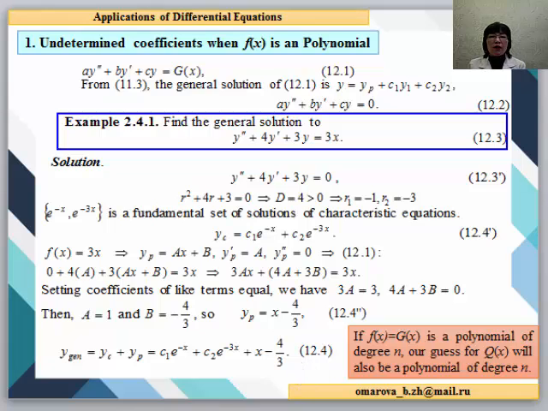Hence, for a differential equation of the type 12.1, where the given function f of x is equal to g of x, a polynomial of degree n, our request for the polynomial q of x will also be a polynomial of degree n.